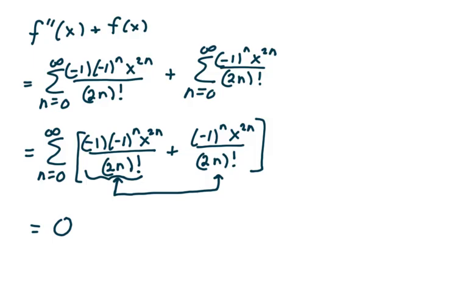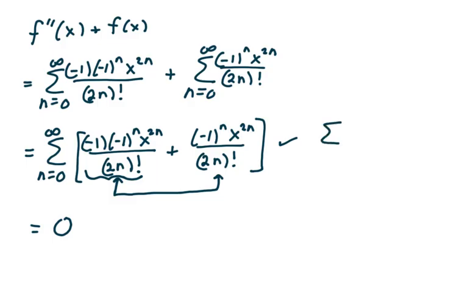But this is the summation from n equals 0 to infinity of the quantity negative 1 times negative 1 to the n times x to the 2n divided by 2n factorial, plus the summation from, let's start here. It's the summation from n equals 0 to infinity of negative 1 times negative 1 to the n x to the 2n over 2n factorial plus negative 1 to the n x to the 2n over 2n factorial. Now, I claim that's 0, but let's make sure that makes sense.